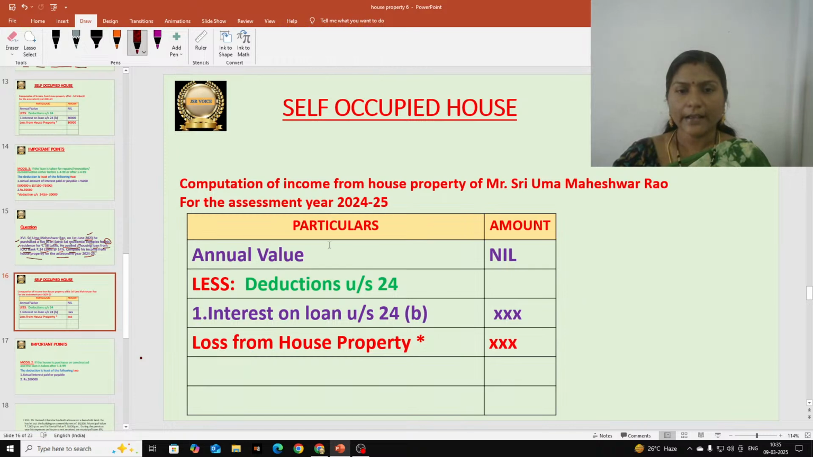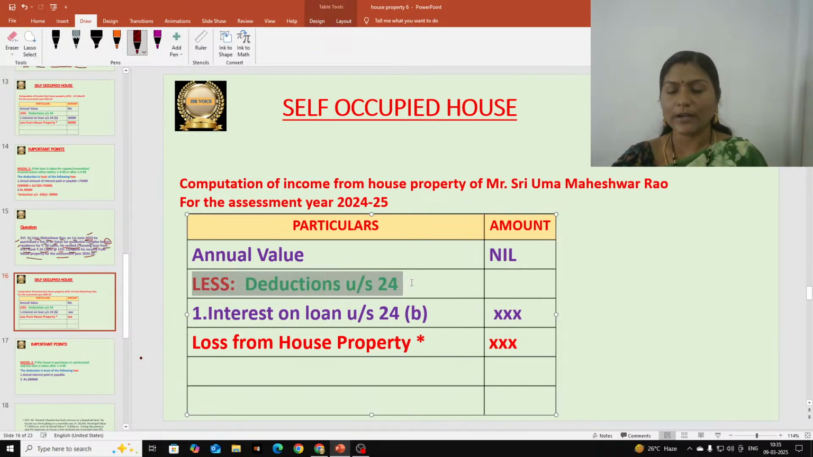So this is a heading. After that we should draw columns, that is particulars, amount. So always the format is same for self-occupied houses. Annual value is the first item and it is always nil. Note this point: always for self-occupied houses annual value is nil for every problem. Next we should give deductions.